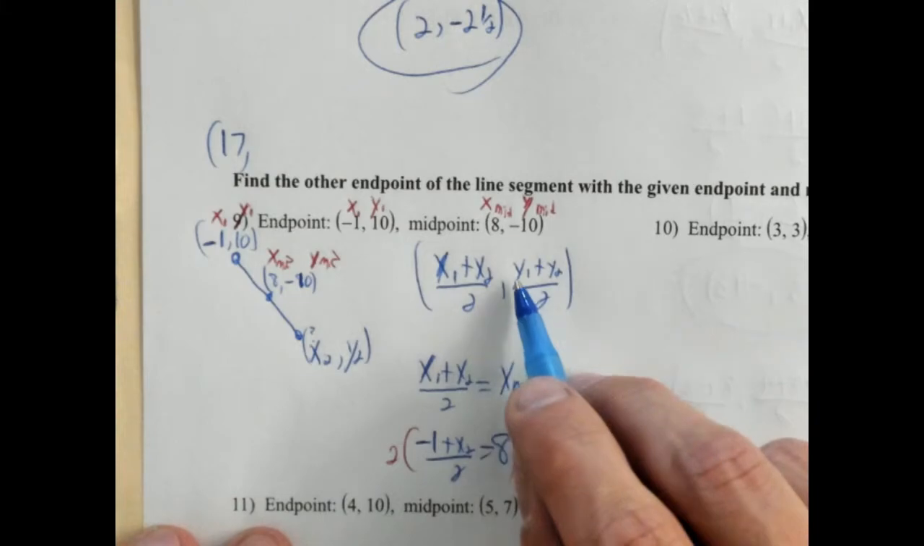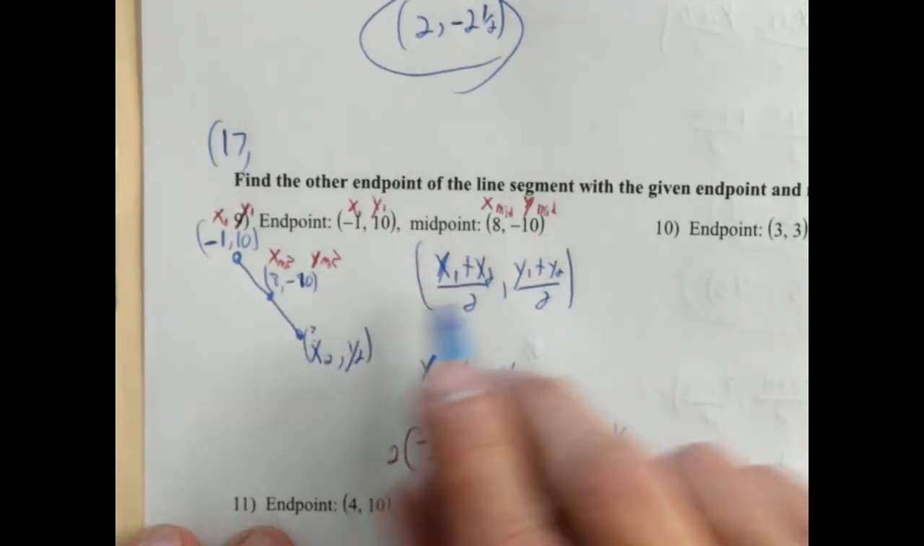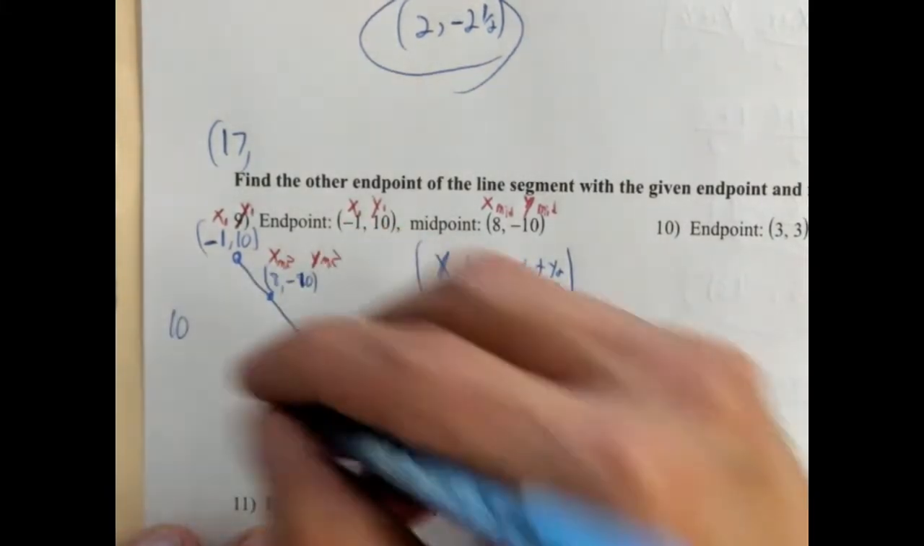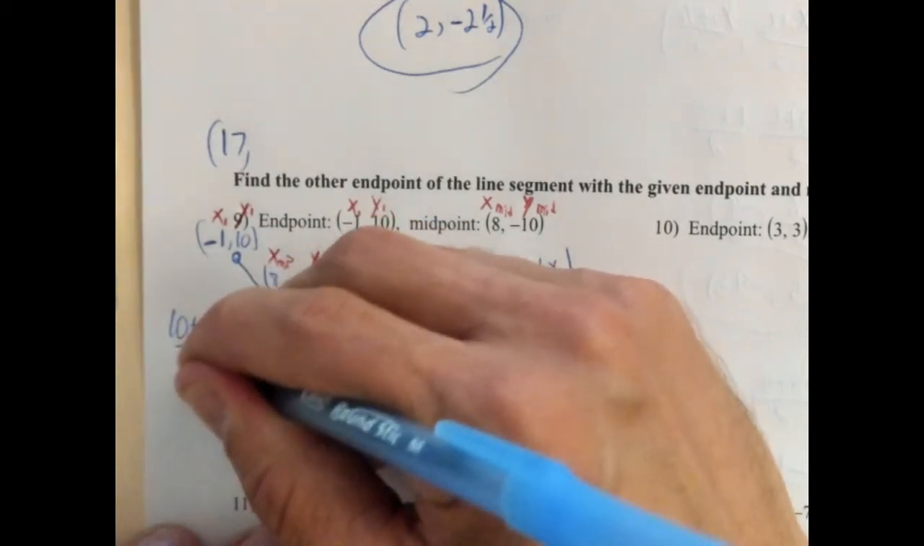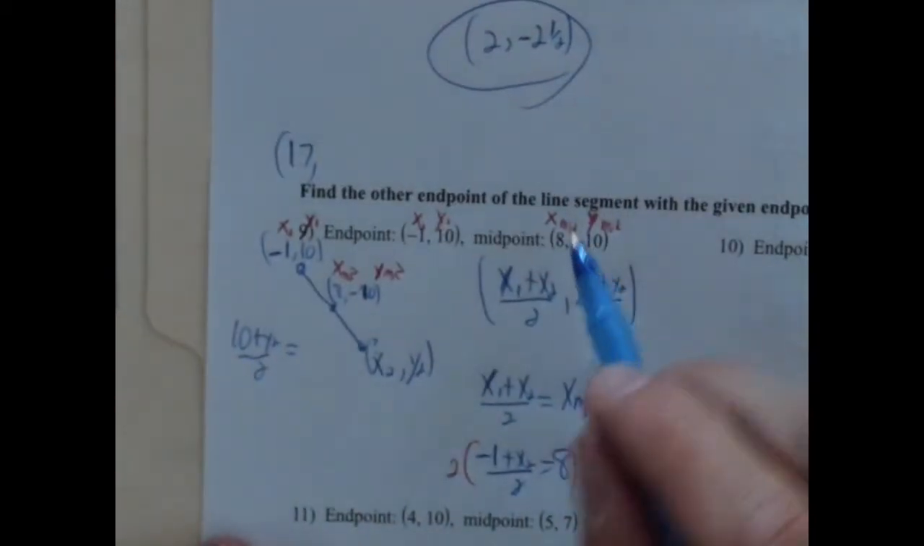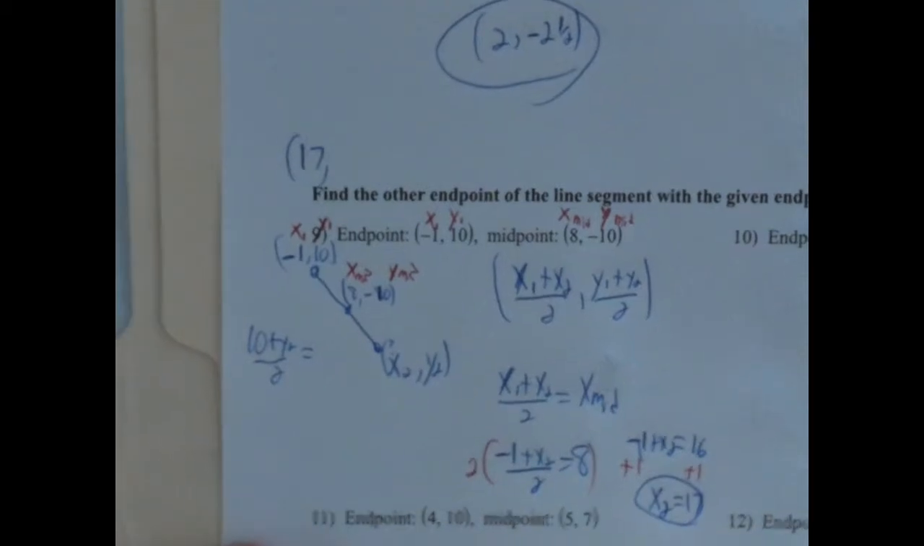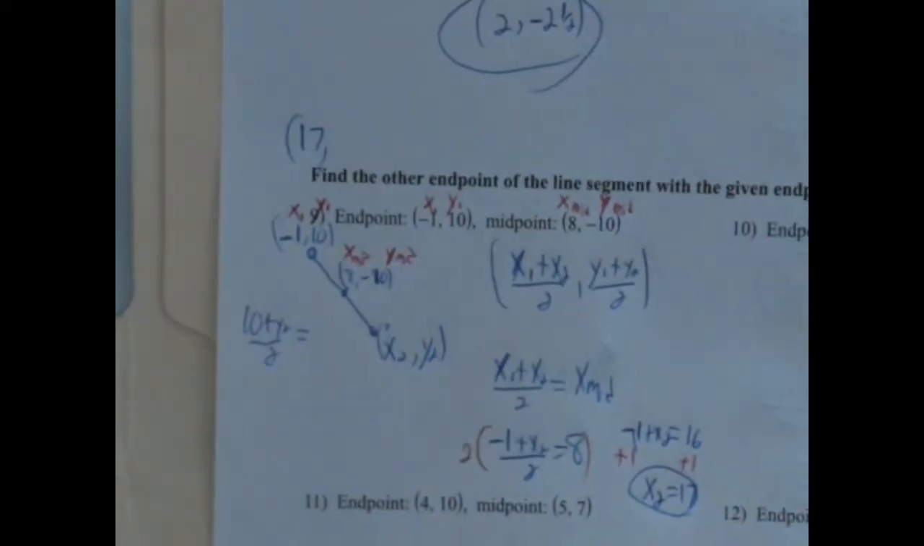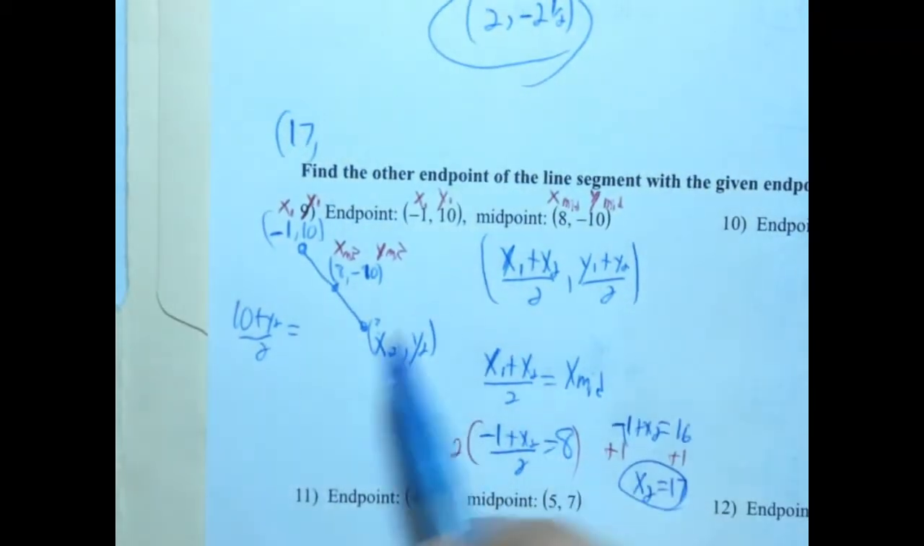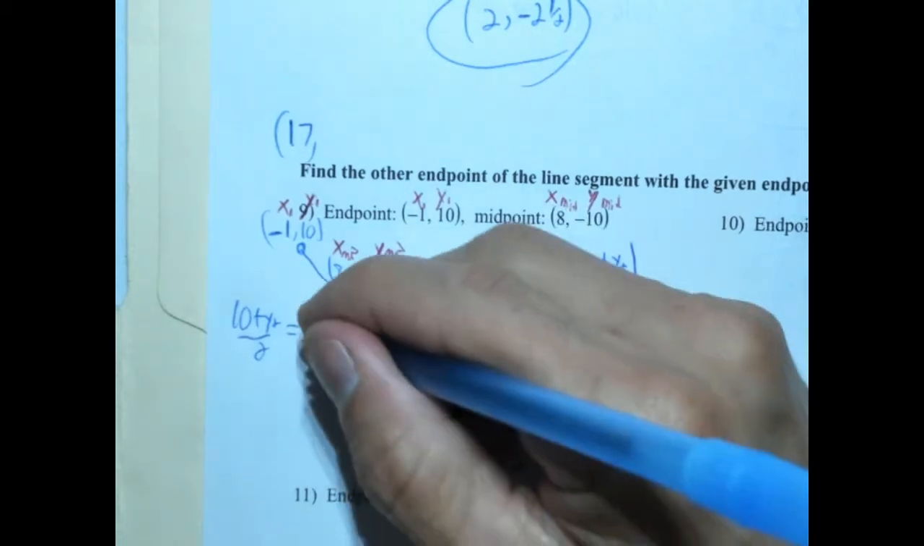And then the y value, we're going to do the same thing. So our y sub 1 is going to be 10. We don't know the y sub 2. Over 2 equals, and our y sub mid would be, let's put the light on, I guess. One second, where's the light? There we go. Our y sub mid would be -10.